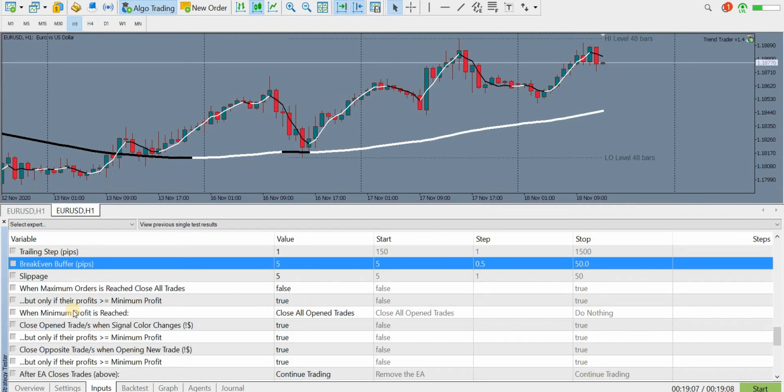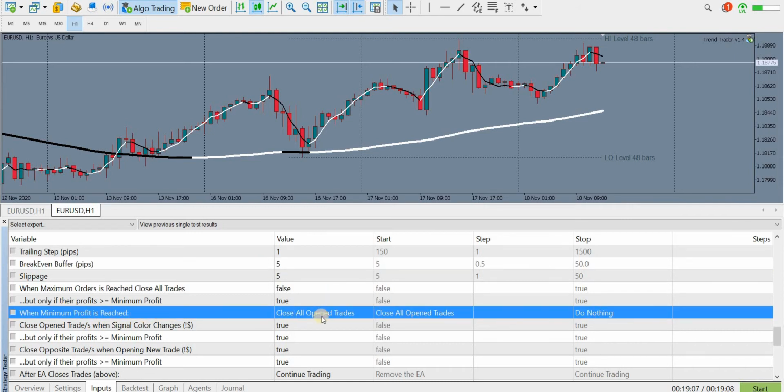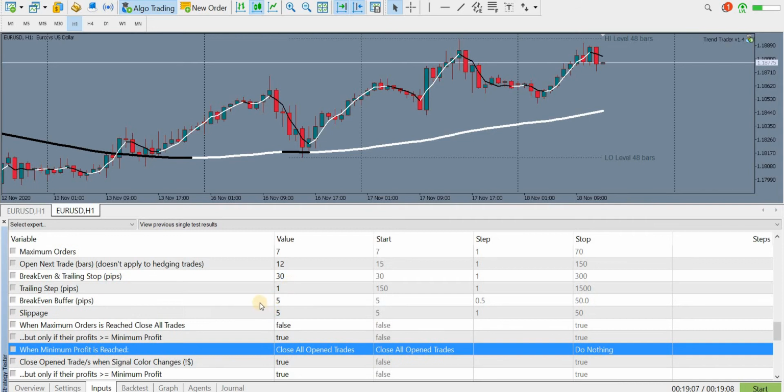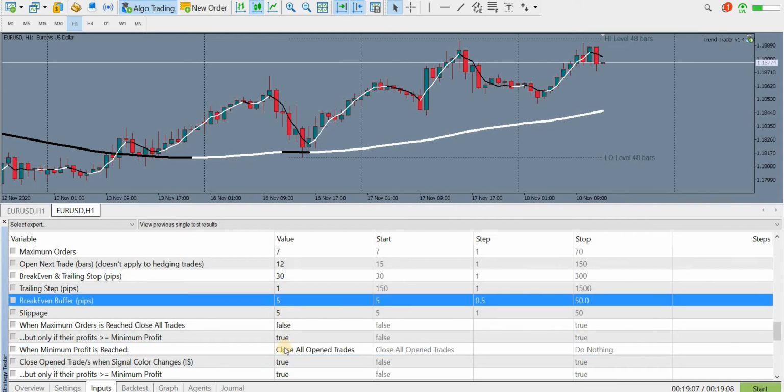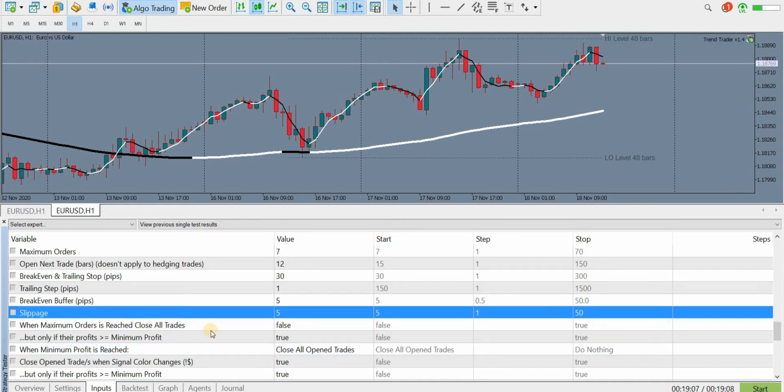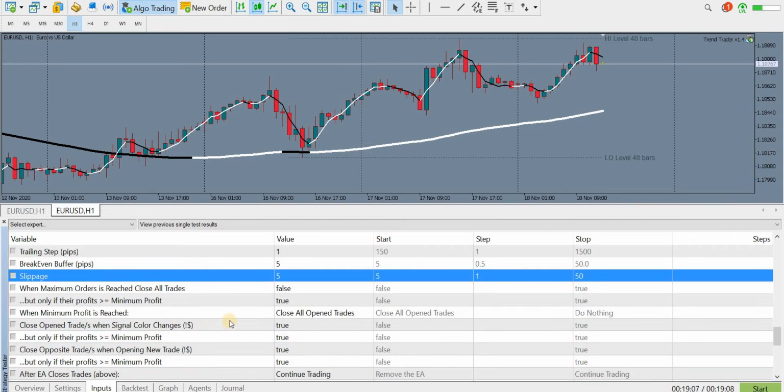but we will not make use of it because when the minimum profit is reached, I want the expert advisor to close all open trades, not to close the losing trades and set the break-even for the winners. So in this scenario, I'm not using this or this. The slippage is set to 5, which is a little too big, to be honest, but leave it like this.